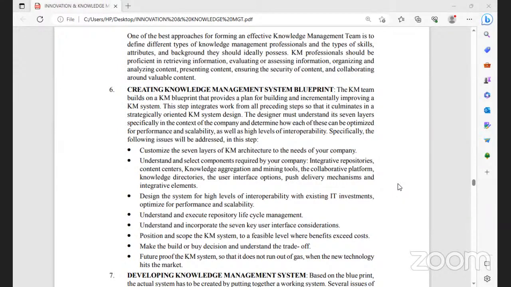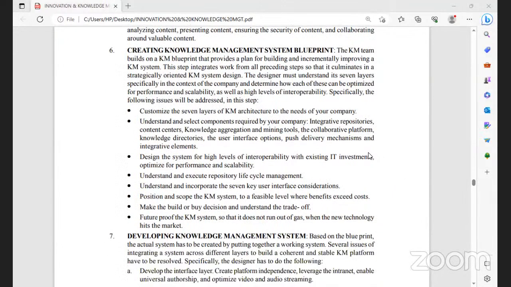Specifically, the following issues will be addressed: customize the 7 layers of knowledge management, which we just discussed, and the architecture, to the needs of your company. Understand and select components required by your company. Integrate repositories, content centers, knowledge aggregation, and mining tools, the collaborative platform, knowledge directories, the user interface options, push delivery mechanisms, and integrative elements. Design the system for high levels of interoperability with existing IT investments, optimized for performance and scalability.